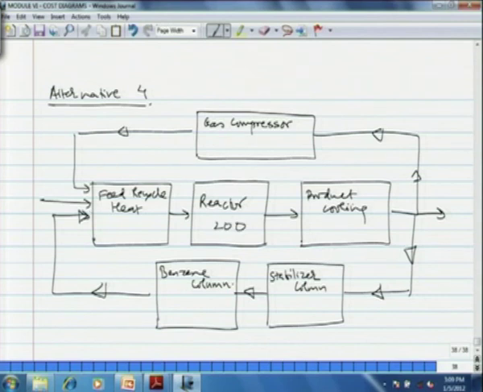Reactor 200, product cooling 132, feed recycle heating 297, gas recycle compression 110, benzene column 181 and stabilizer column 30. So this is the lumped cost diagram for the process alternative 4. Okay. So that completes the first part of our tutorial.